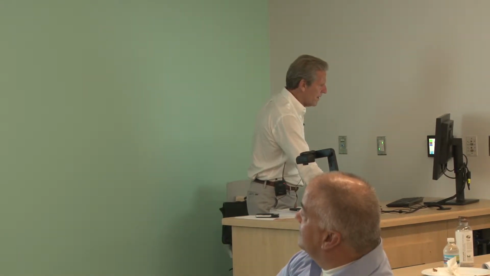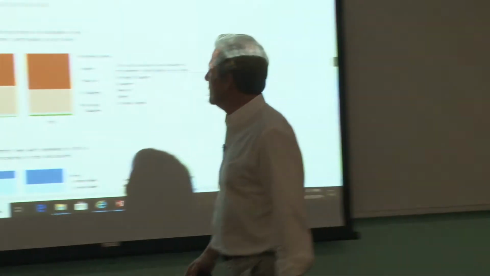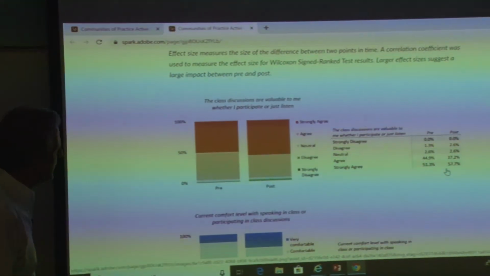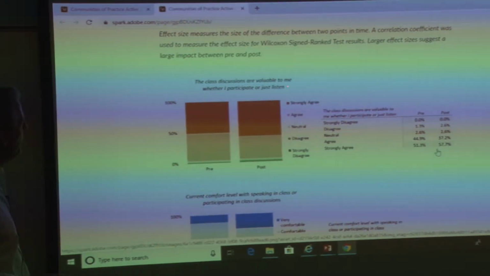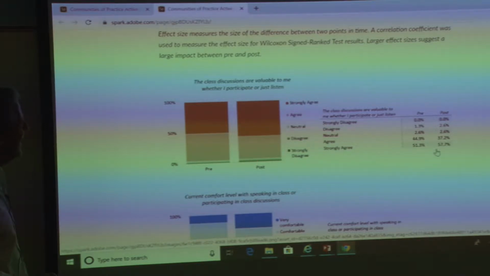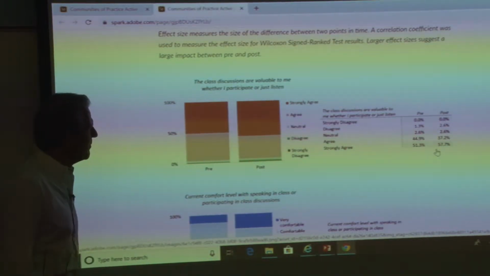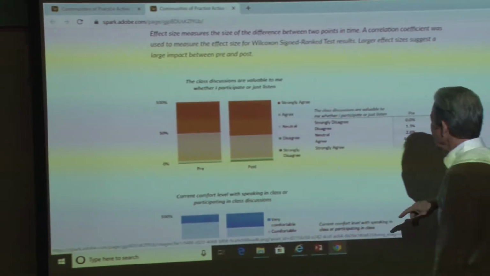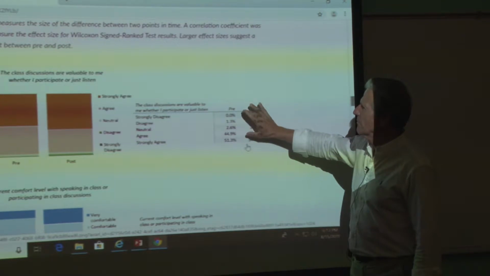What I want to show you here are just a couple of graphs. In some we've seen a significant difference, in other cases we haven't. Here, class discussions are valuable to me whether I participate in them or not. This is the pre-survey, the post-survey. We had a little bit more agreement here, right? And here are the numbers that support that.